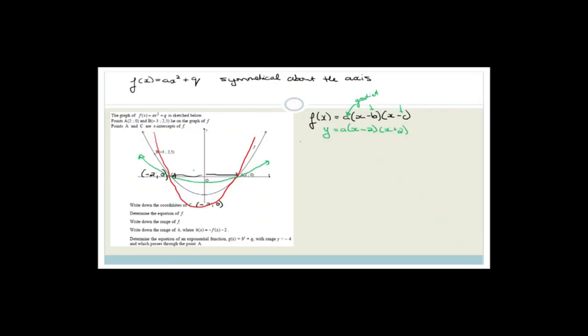And to complete the equation, we need to substitute another point in. And luckily for us, they've got this point here, minus 3, 2.5. So we can substitute in the y value of 2.5, and we can substitute in the x value of minus 3. So we go minus 3 minus 2, minus 3 plus 2. So we've got 2.5 is equal to a times minus 5 times minus 1, since minus 3 minus 2 is minus 5 and minus 3 plus 2 is minus 1. So that just becomes 5a. So a is 2.5 divided by 5, which equals what? Let's get out our calculators.